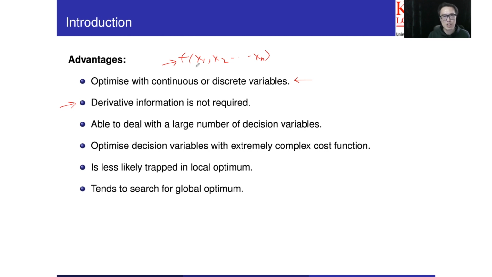As for the number of decision variables, comparatively we can handle a large number of decision variables. That means when n becomes very large, we can still handle that because we do not need to use the gradient information. The search is based on function evaluation, plugging this value into this cost function to judge whether this is a good solution or not. Because of this, we can handle a very complex cost function, for the same reason that we do not need to take the derivative. And in the BGA, because there are a lot of random elements, we have a mechanism to skip out of the local minimum. So the BGA tends to search for the global minimum.